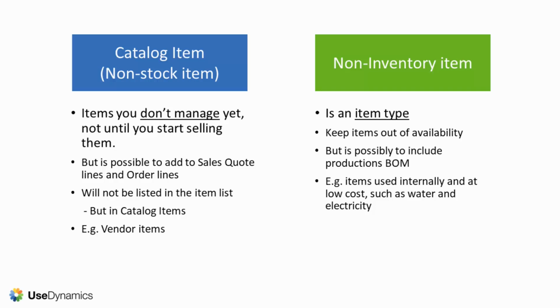Non-inventory items are regular items that are given the type of non-inventory, and this is therefore an item type. This item type is used when you want to keep the items out of availability overviews, but they are still possible to include in production bills of materials. Examples of non-inventory items are items that we use internally at low cost, such as water and electricity.